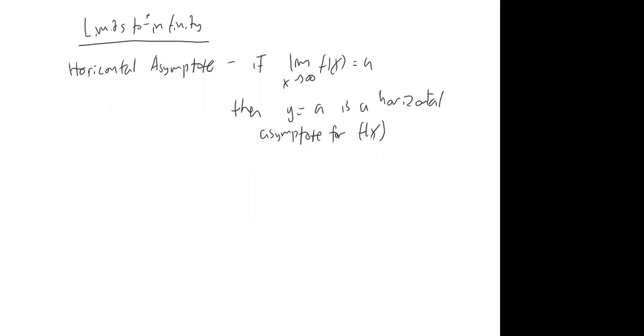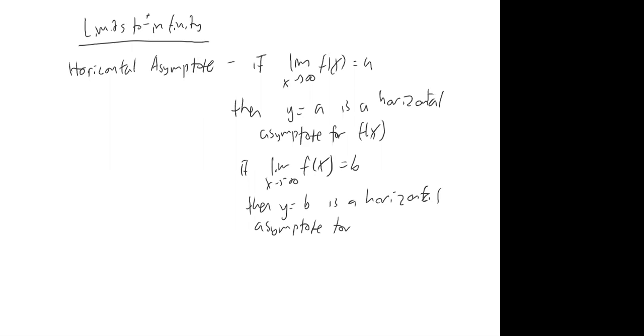Same for if the limit as x goes to negative infinity of f of x is b, then y equals b is a horizontal asymptote for f of x. It's kind of like vertical asymptotes, where it was the x values, the points where you blow up. Horizontal is you take x to infinity. If you get a number, that's a horizontal asymptote. If you take x to negative infinity and you get a number, that's also a horizontal asymptote.